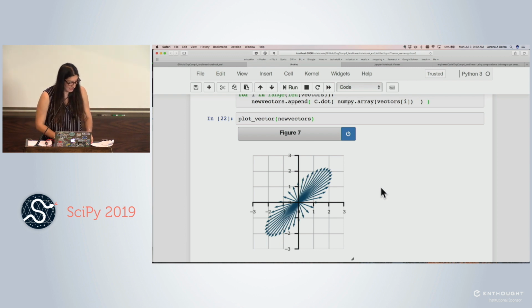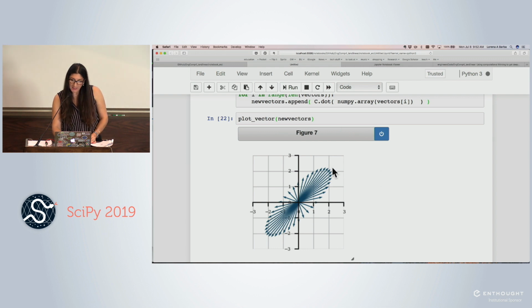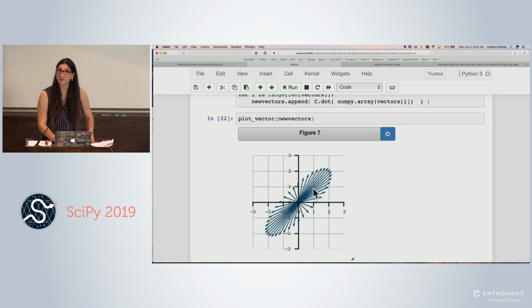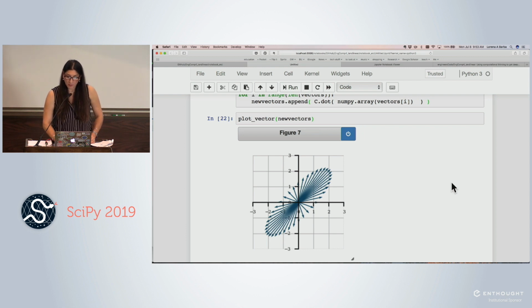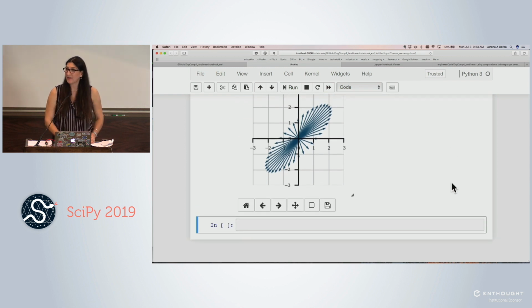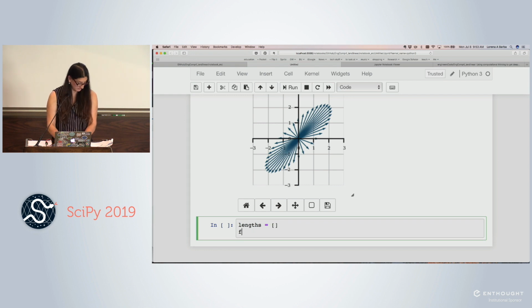An ellipse that, well, it looks like its semi-major axis is pretty well aligned with the 45-degree line. And so let's see what the length of that semi-major axis is. We're going to do it the long way as well. There are other ways to do this. And so let's create a list of lengths to compute the length of every vector, using the NumPy norm, for I in range, again, len vectors.